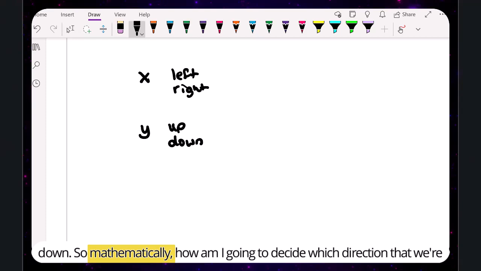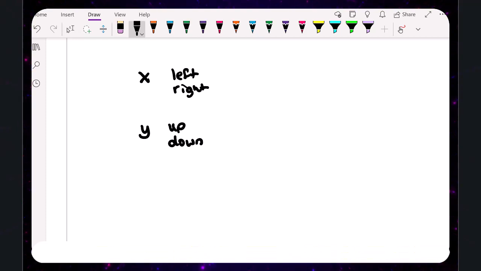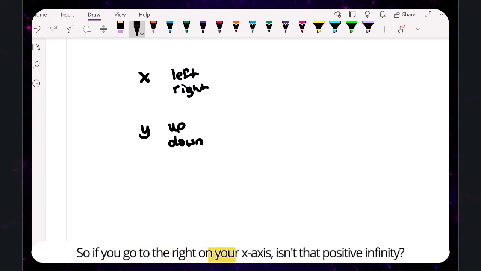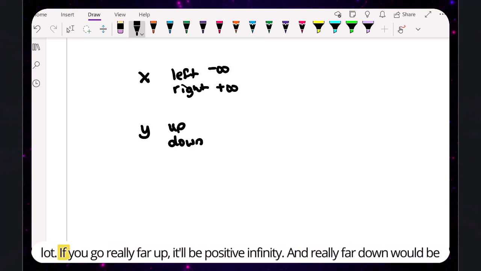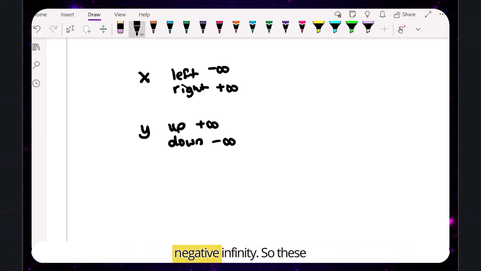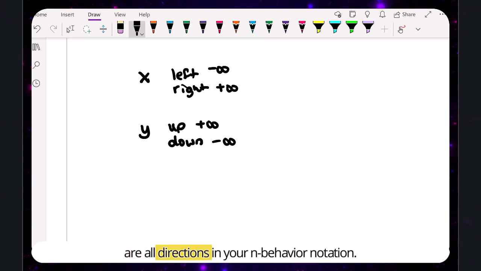So mathematically, how am I going to decide which direction we're talking about? If you go to the right on your x-axis, isn't that positive infinity? And if you go left, it would be negative infinity. We've been talking about that a lot. If you go really far up, it'll be positive infinity, and really far down would be negative infinity. So these are all directions in your end behavior notation.